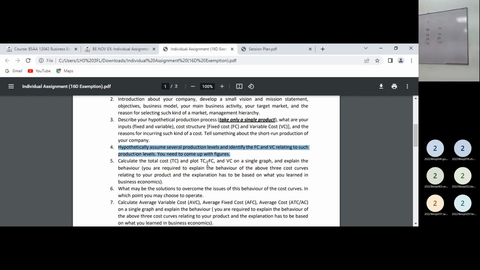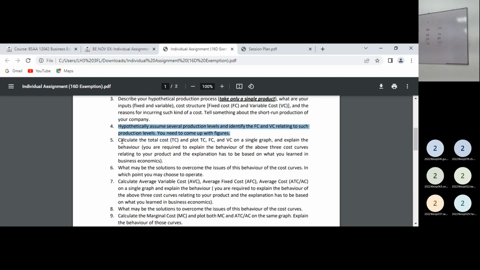Is this bullet number 4 okay? 4 out of 15 is done. So we have another level. It's very easy. Then you have already estimated your fixed cost and the variable cost. What you need to do simply, it's Excel calculation. You have to calculate your total cost and plot your total cost, fixed cost and a variable cost on a graph. Very simple way. And explain the behavior.